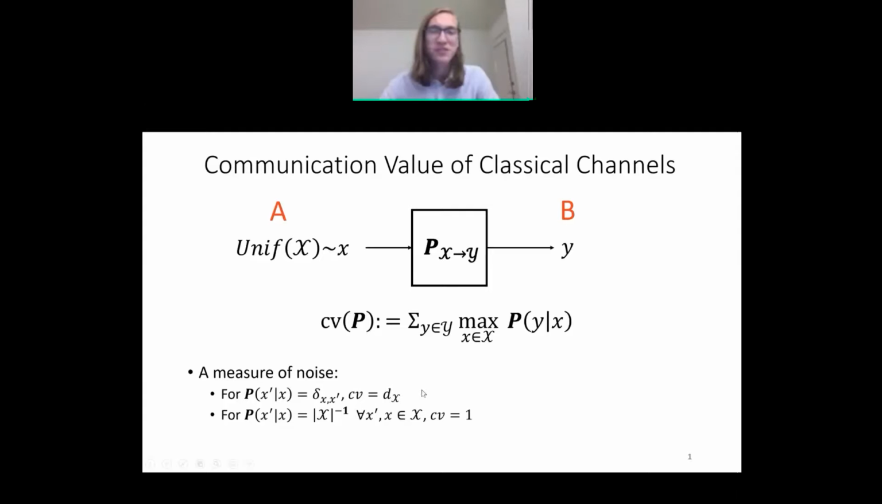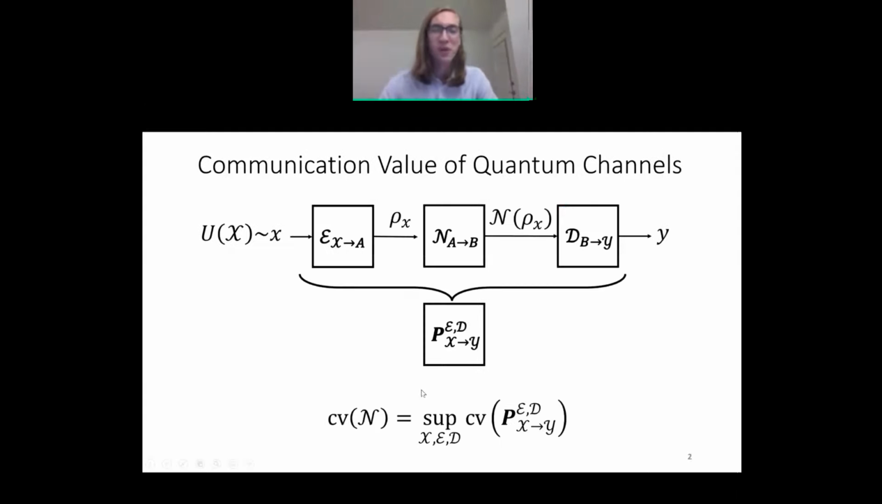And so the natural question is then, okay, how does this work for quantum channels? It's the normal way that you consider classical communication over quantum channels, where you have some encoder, and then you run it through your quantum channel, and then you decode it on the output, and that induces a classical channel. And then we would say that the communication value for a quantum channel is just the supremum over communication values for all induced classical channels.